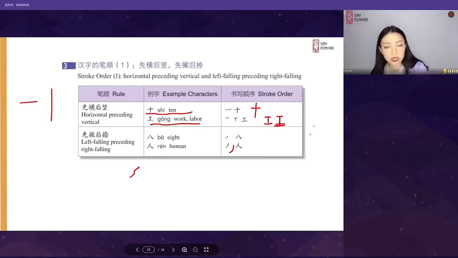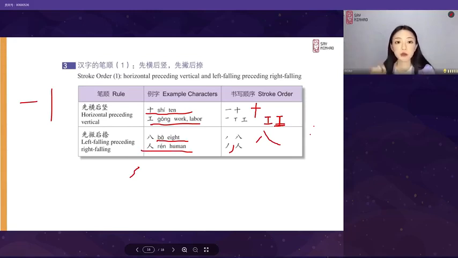The next rule is first left turning and then right turning. For example, 八, which is 8. We will write a short left turning first and then a long right turning. The next example is the same, 人. We just learned how to write it. A long left turning and then a shorter right turning. This is the order of writing strokes in Chinese.